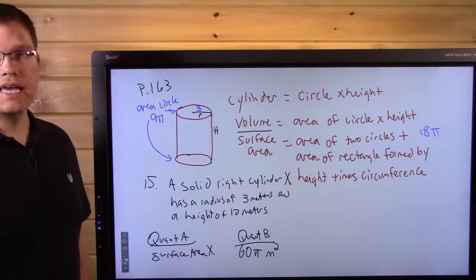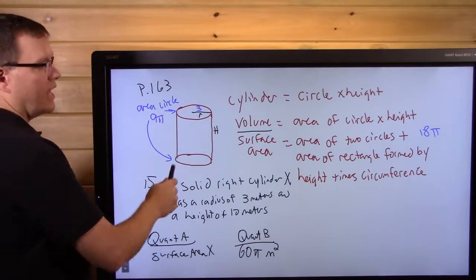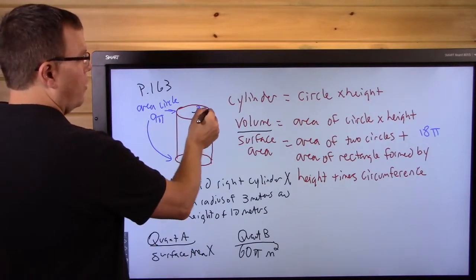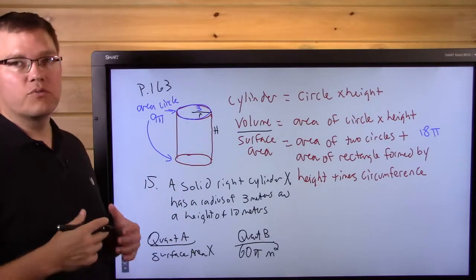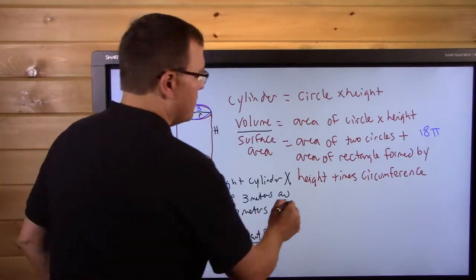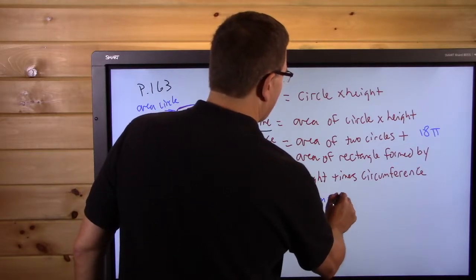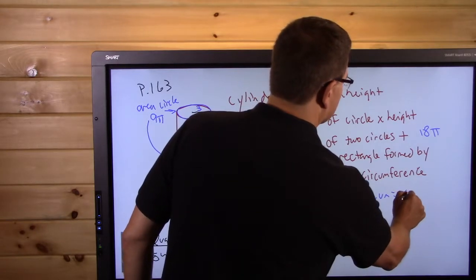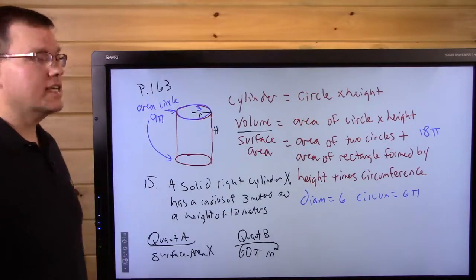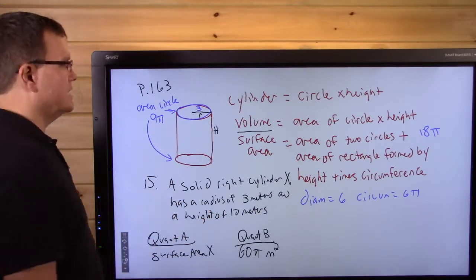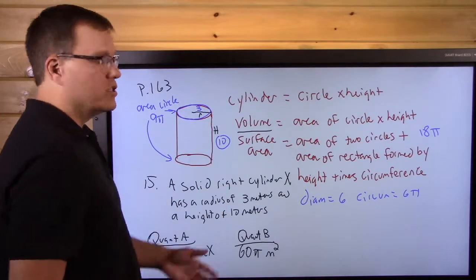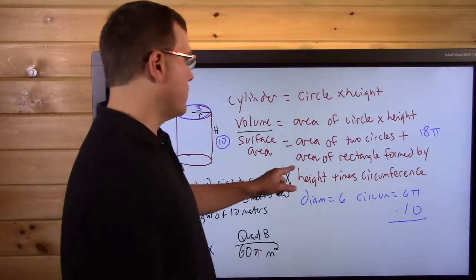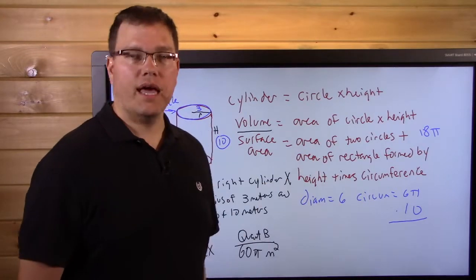And then the area of the rectangle. That's going to be the height times the circumference. The circumference is going to be all the way around, right? So if the radius is 3, that means the diameter is 6, and that means the circumference is 6 pi. The height, we're told, is 10. So we simply do 6 pi times 10, because we're looking for height times circumference. Circumference 6 pi, height of 10, that's 60 pi.